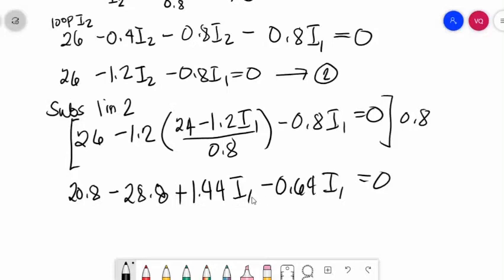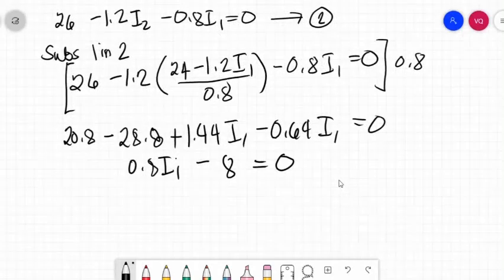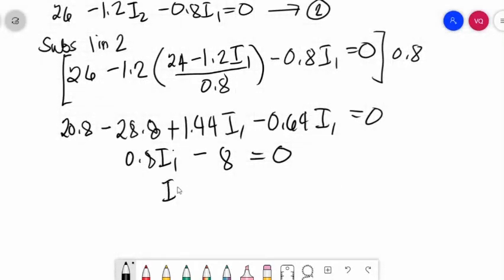So we will get 1.44 minus 0.64, that is equal to 0.8 I1 minus 8 is equal to 0. Solving for I1, 8 divided by 0.8, so that is equal to positive 10 amperes. So, loop current I1 is equal to 10 amperes.